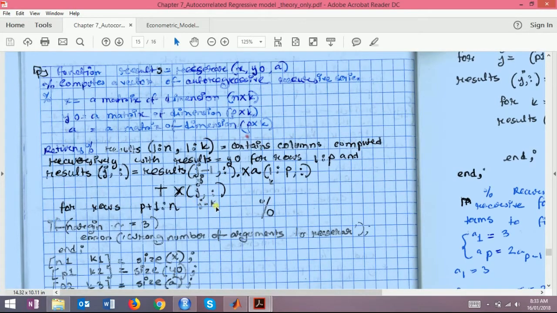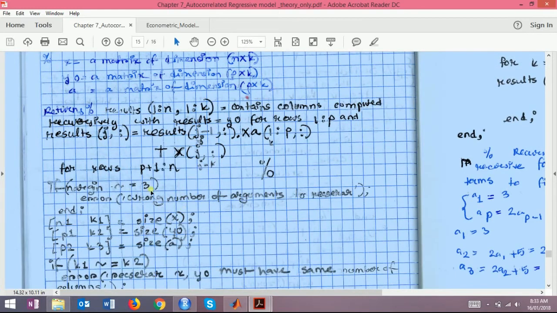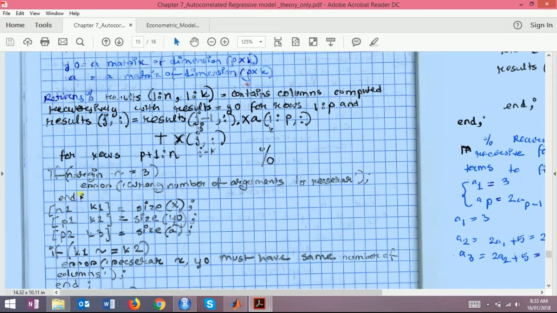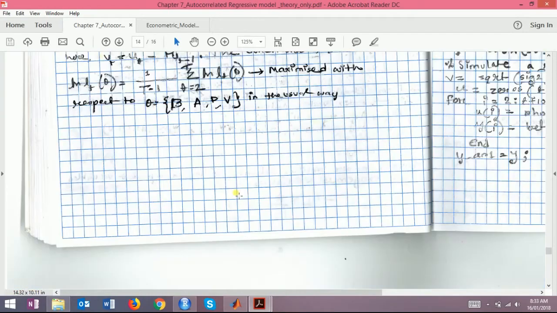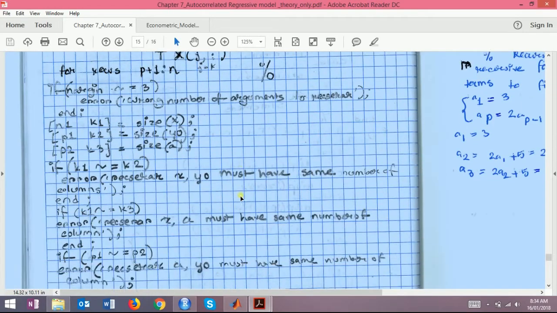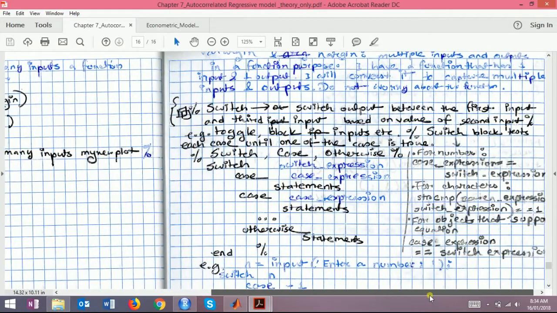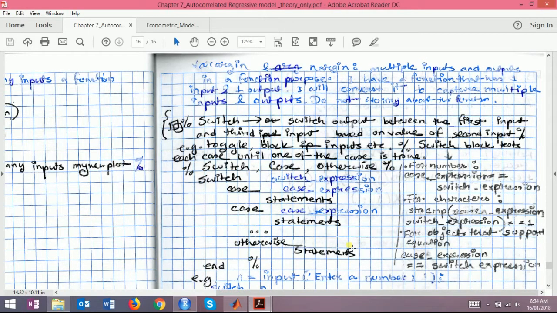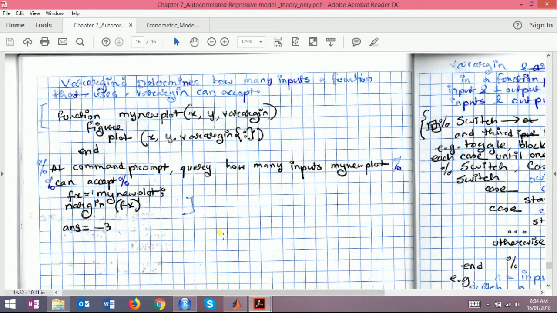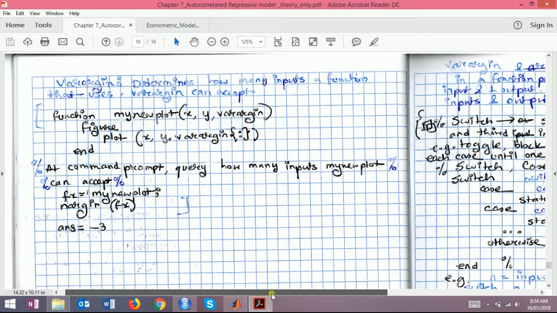So how does the function Recursive look, how is it created? Basically, first of all, nargin equals 3. Now what is nargin and varargin? These are two very important things we need to remember. Nargin and varargin are two intrinsic functions in MATLAB. Nargin is the number of input arguments that go through. Varargin, on the other hand, is for multiple inputs: when multiple inputs go through, that's varargin.